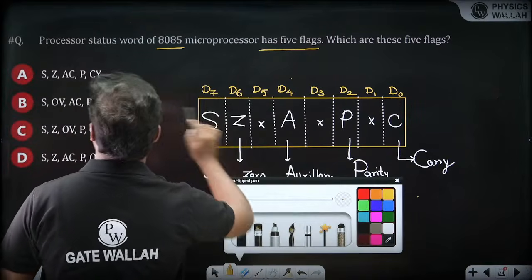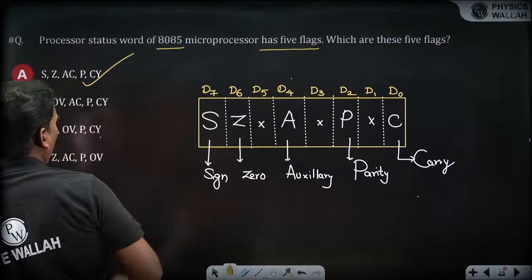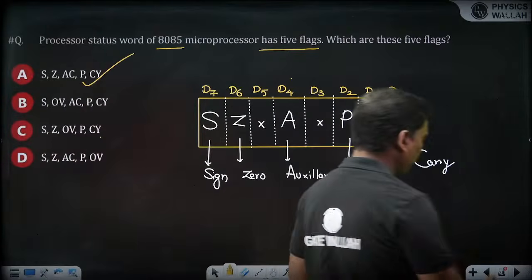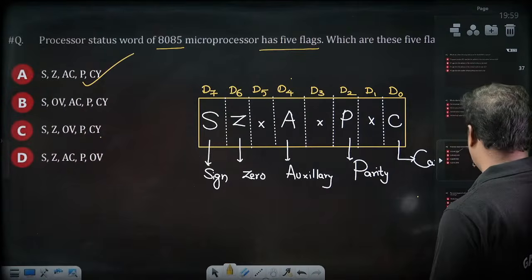We don't have the overflow flag here. Overflow flag is not there in the 8085. Option A is the right answer.